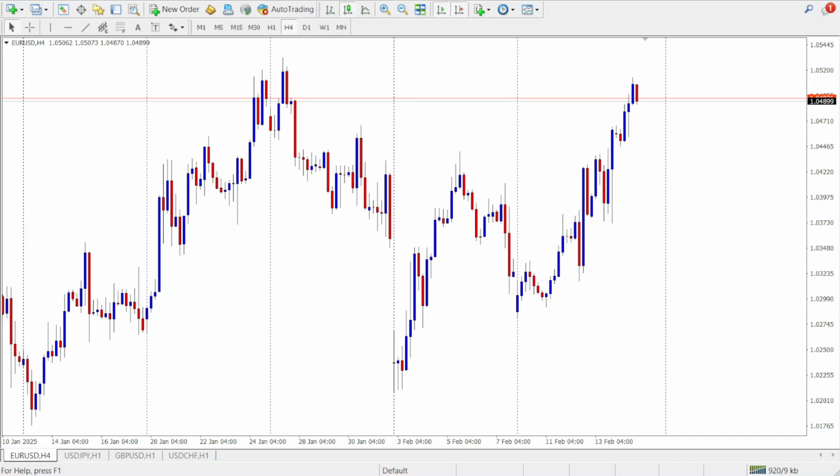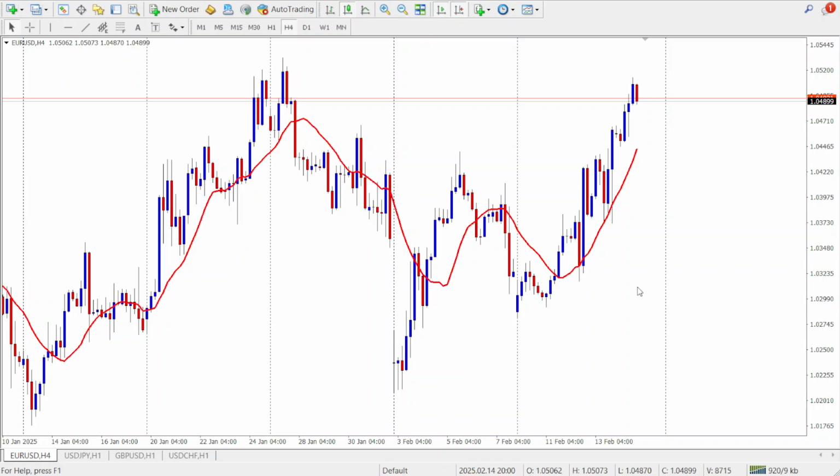Now, moving averages are one of the most popular indicators in trading. This approach uses a combination of short-term, medium-term, and long-term moving averages to identify clear trends, which is to know whether the market is bullish or bearish at a glance, and also to catch strong entries and exits.